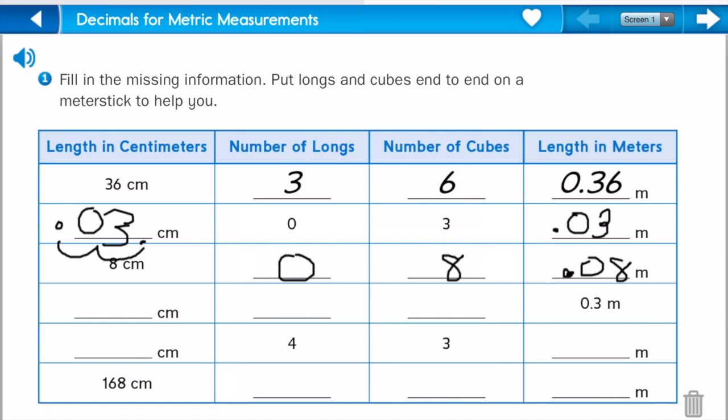For the next one, we found out that it would take us 3 logs to get to 30, and so that would equal 30 centimeters. But there were 0 cubes. And how we figured that out is we moved the meters over 2 places to find out that it equals 30, because it is 0.3 hundredths of a centimeter.